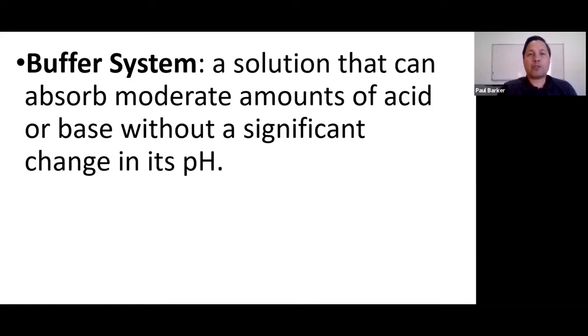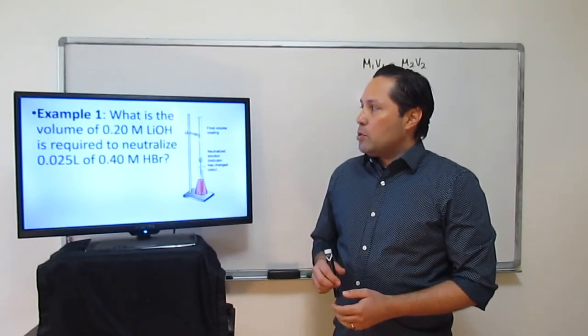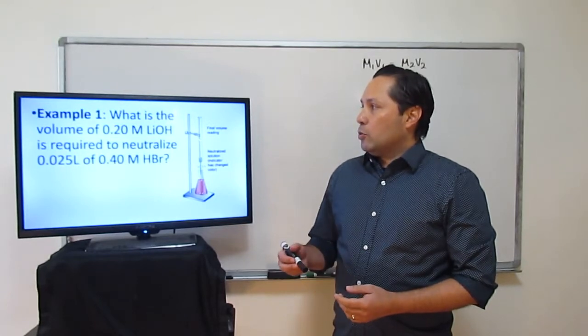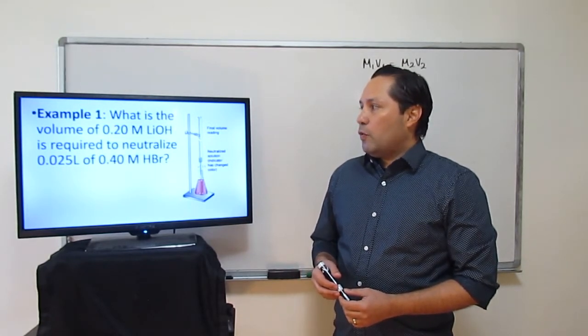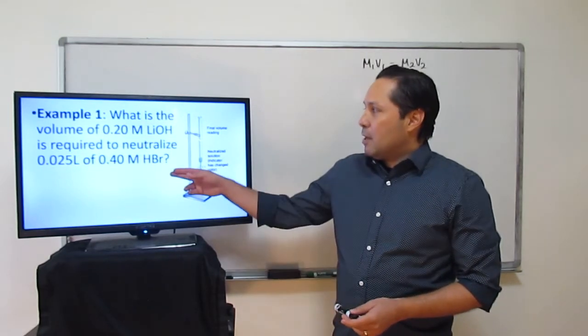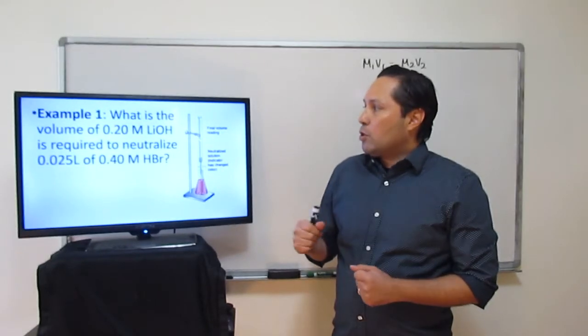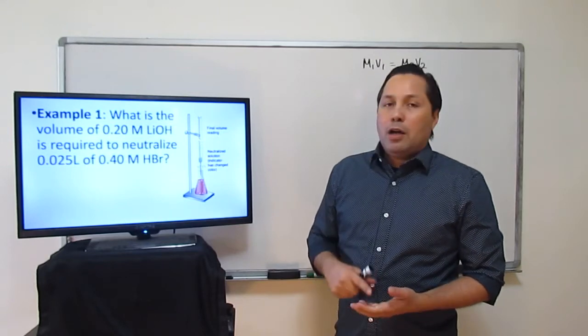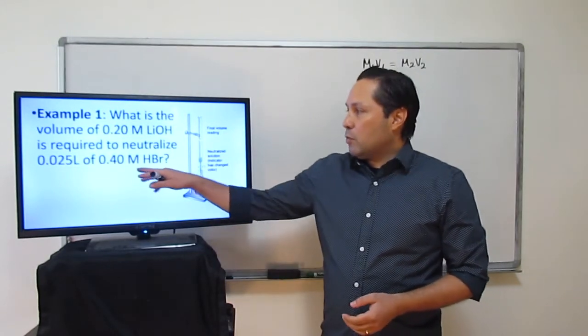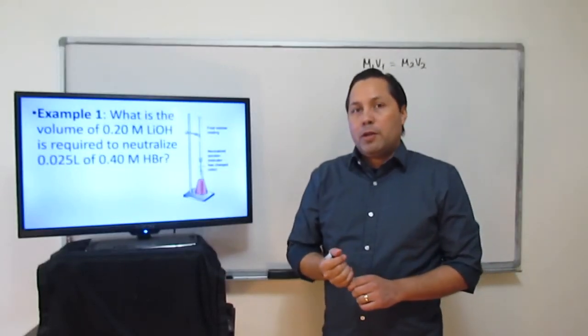All right, up next, let's solve some problems involving titration. In this titration problem, we're asked the following question. What is the volume of a 0.2 molar LiOH solution required to neutralize 0.025 liters of a 0.4 molar HBr solution? Our HBr is hydrogen bromide or hydrobromic acid, and our acid is going to be neutralized by the LiOH, which is lithium hydroxide. So how much lithium hydroxide do we need to neutralize the hydrobromic acid, which is 0.025 liters in volume and 0.4 molar in concentration?